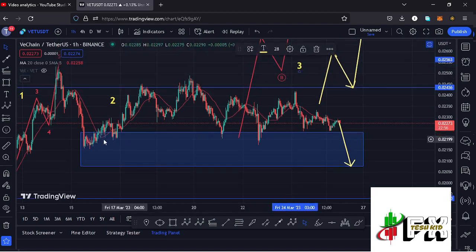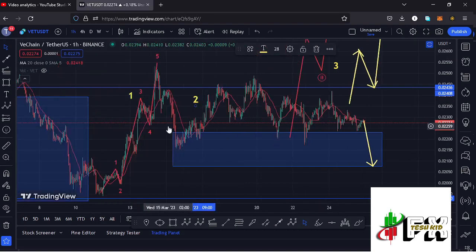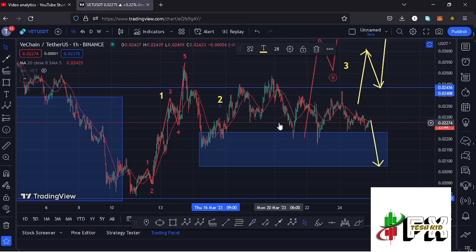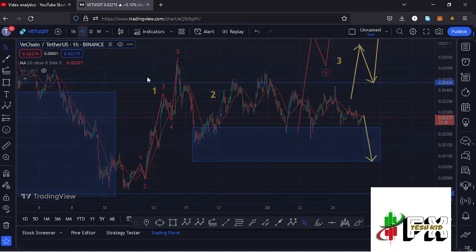And we also need to continue holding within the blue target area, because the moment we lose this blue target area, then that will be putting a major challenge on the formation of this second wave to the lower side, and will be suggesting an alternative Elliott wave structure here on the Vechain chart. So that is what I'm expecting here on the short term scenarios.